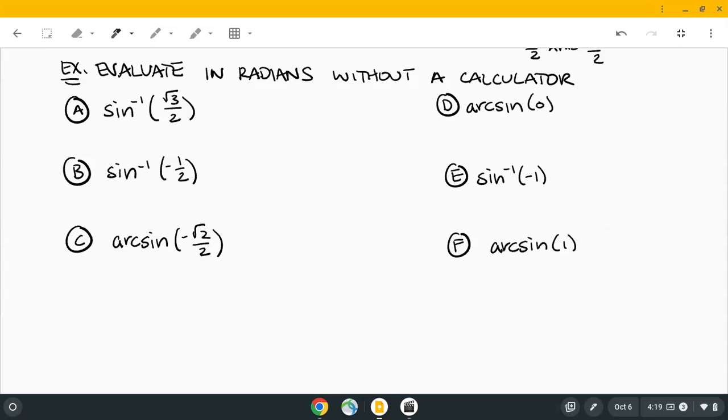Okay, so what angle has sine square root 3 over 2? That would be 60 degrees, which is pi over 3. And you do that for all of these. So sine inverse of negative 1/2. It's not going to be 30 degrees, it's not going to be pi over 6. It's going to be negative pi over 6.